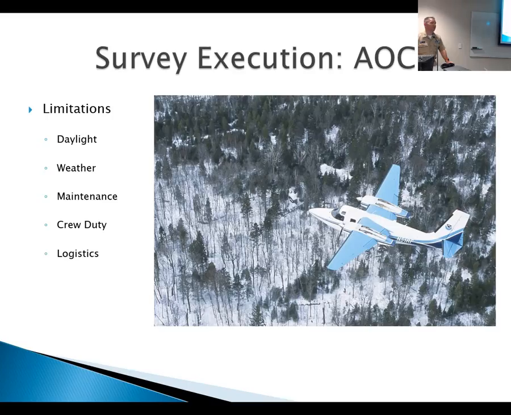Then it's up to them to go out and actually execute the survey. They have to think about the limitations on the aircraft. Like I said, the weather has to be really good. At 500 feet, you need to be able to see everything. You need to be able to get in and out of your origin airport. You have to be able to see obstructions, and you can only fly under visual flight rules. We can't fly when the weather is even marginally bad.